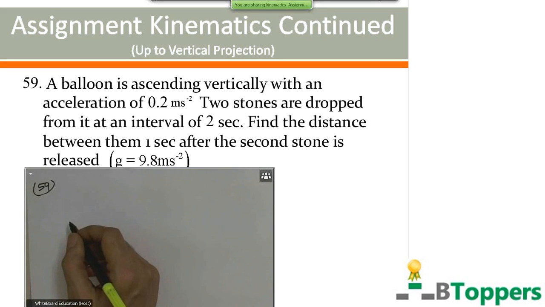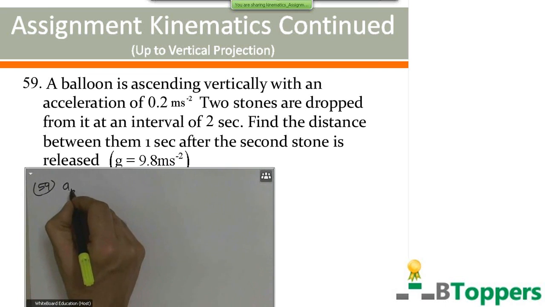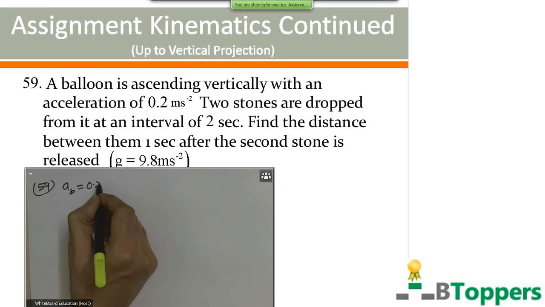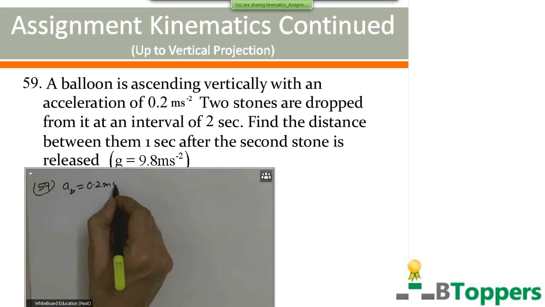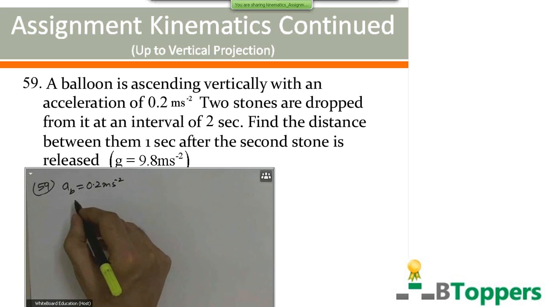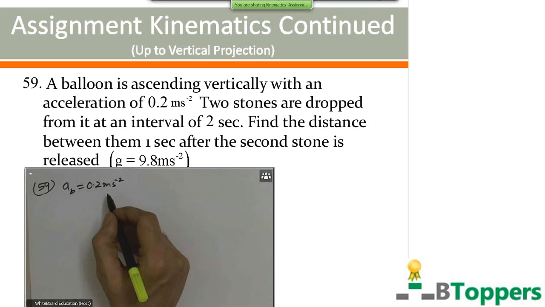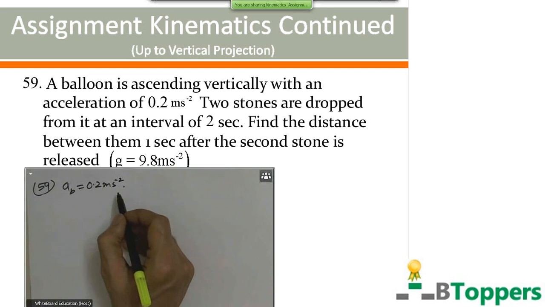So see question number 59. A balloon is ascending vertically with an acceleration of 0.2 meter per second square. So the magnitude of acceleration of the balloon is equal to 0.2 meter per second square, which is denoted by a subscript B. Two stones are dropped from it at an interval of 2 seconds. Find the distance between them 1 second after the second stone is released. g equals 9.8 meter per second square.